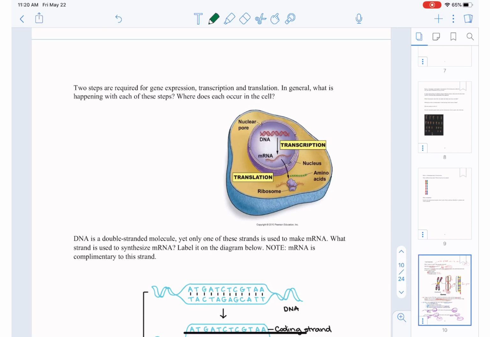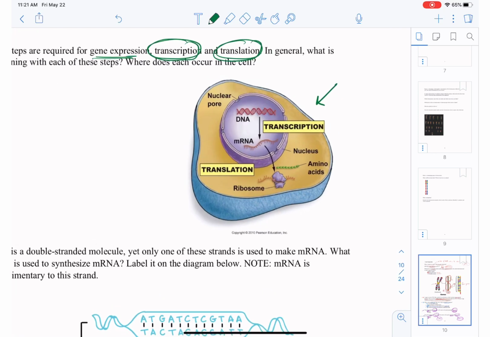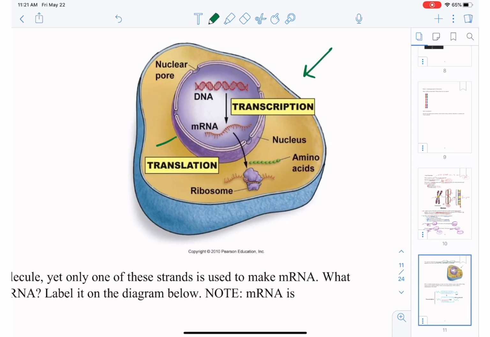Two steps are required for gene expression, and those 2 steps are transcription and translation. In general, what's happening with each of these steps and where does this occur within the cell? So here we have a cell of the body, and we're looking at the nucleus. Here's the DNA within the nucleus.